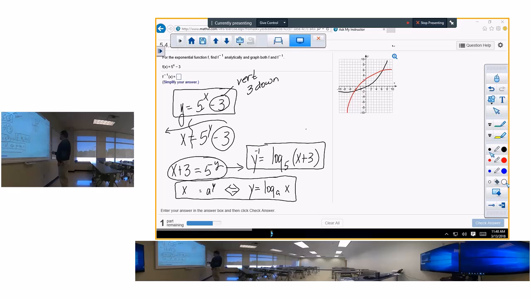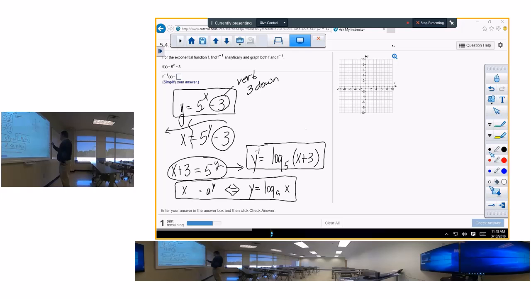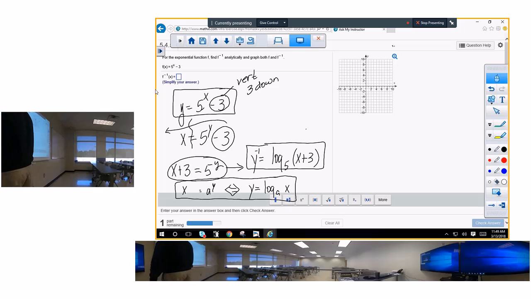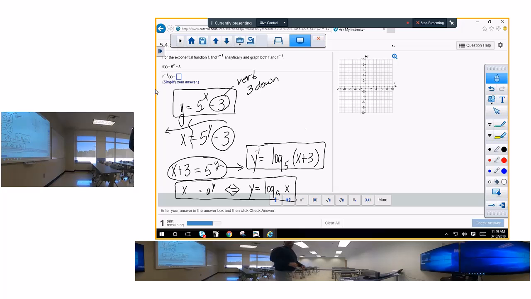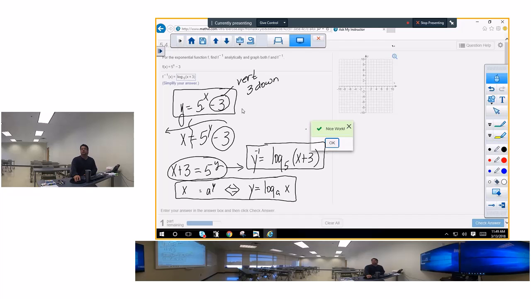I don't know, because I don't know what it looks like. So let me erase that, and let's see, how do I graph it? Oh, we've got to type it in. I'm sorry. So I need to type in log base 5 of x plus 3. So that's going to be log base 5 of parentheses x plus 3. Okay.